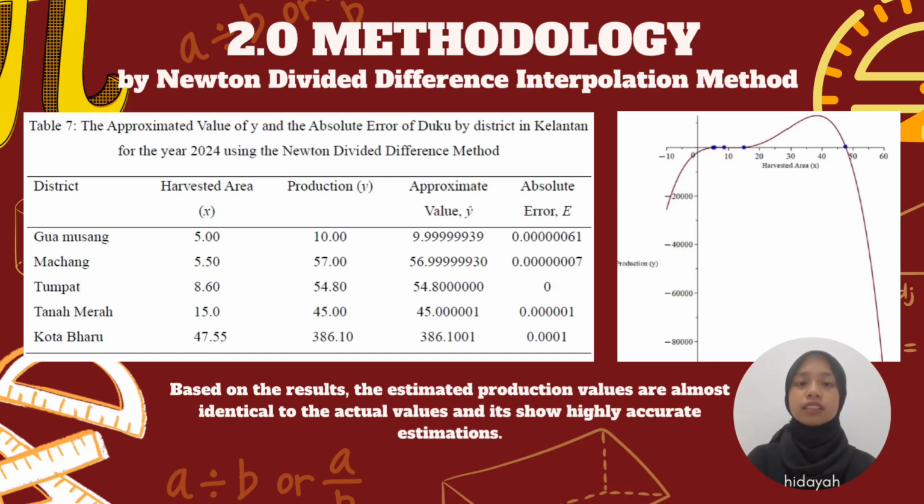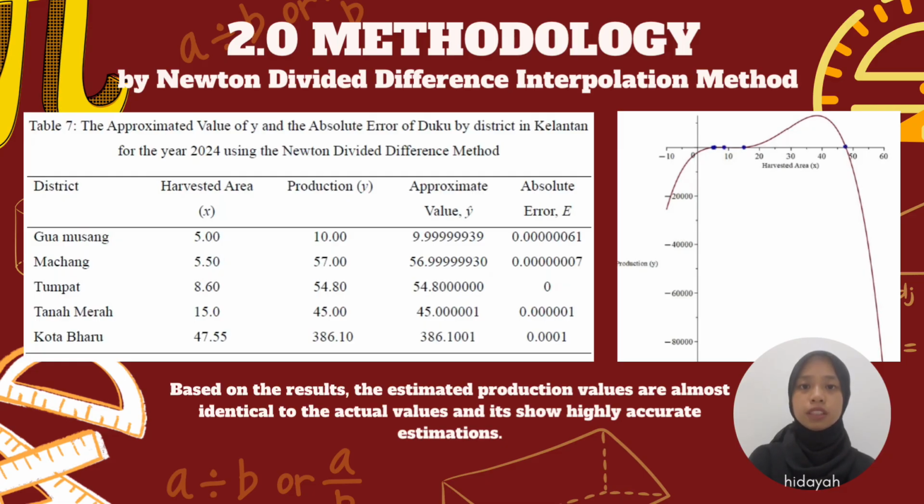Now, I will discuss the result obtained using the Newton divided difference interpolation method. The table shows a comparison between the actual production values and the approximated values. From the result, we can observe that approximated values are extremely close to the actual production values. For example, for Kota Baru, the actual production is 3x6.10, while the estimated value is approximately 3x6.1001. The absolute error is very small, indicating a highly accurate estimation.